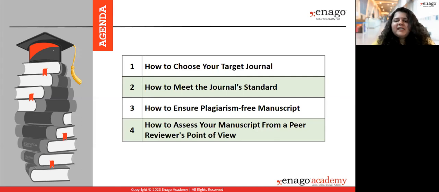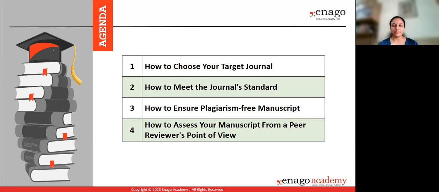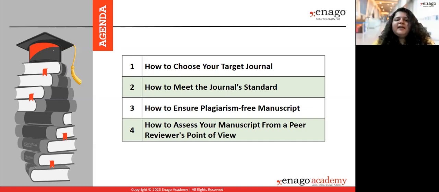We will first start with how to choose the right journal and how to meet the journal standards so as to not get a desk rejection. This will be followed by some advice on how to mitigate plagiarism-related concerns in the manuscript, as well as how to assess your manuscript from a peer review aspect so that you can minimize rejections during peer review.